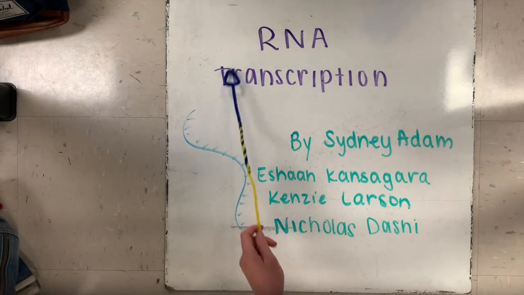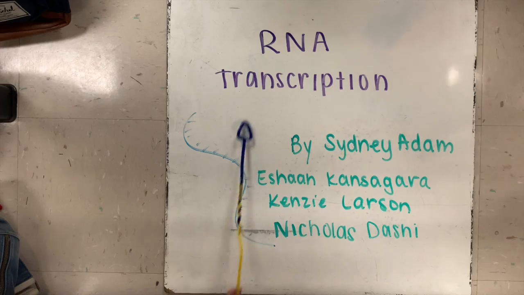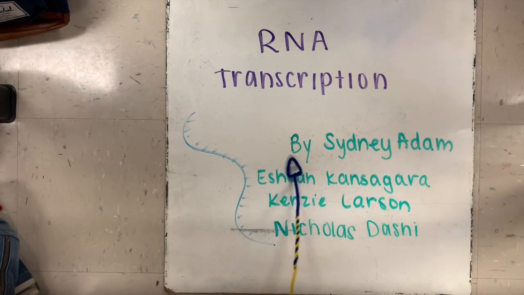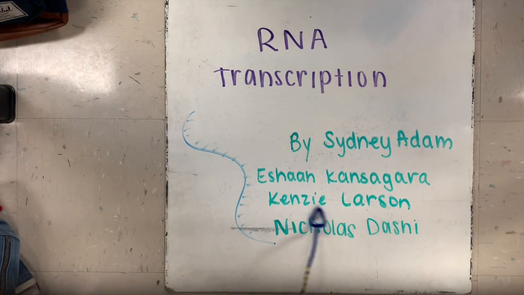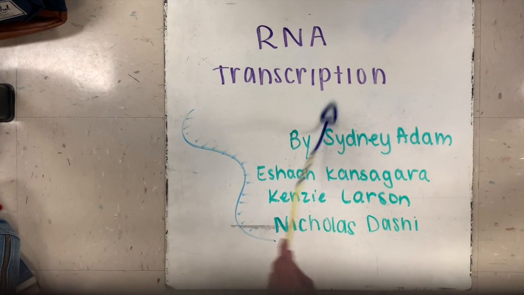Welcome back to another episode of Gene Expression. In order to get information from DNA to protein, all three types of RNA must be used. In addition to this, the two processes of transcription and translation must occur. Today we'll be discussing how RNA molecules are created from DNA by a process called transcription.